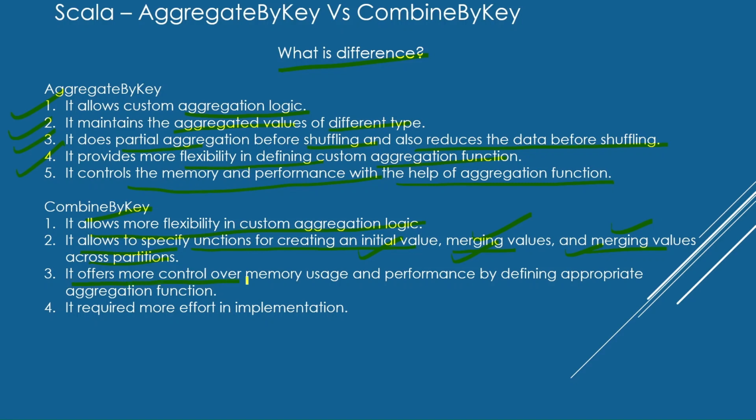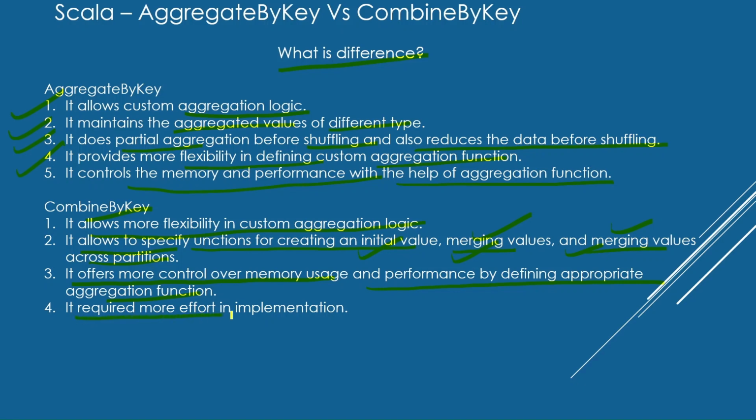It offers more control over memory usage and performance by defining an appropriate aggregate function. As I told you, shuffling happens in combine by key also, but it happens at the last stage of the transformation. First, the data is reduced drastically with the help of an appropriate aggregate function, which happens first at the individual partition level, and after that it shuffles the data and combines the data with the same key in a different executor or in a different partition.